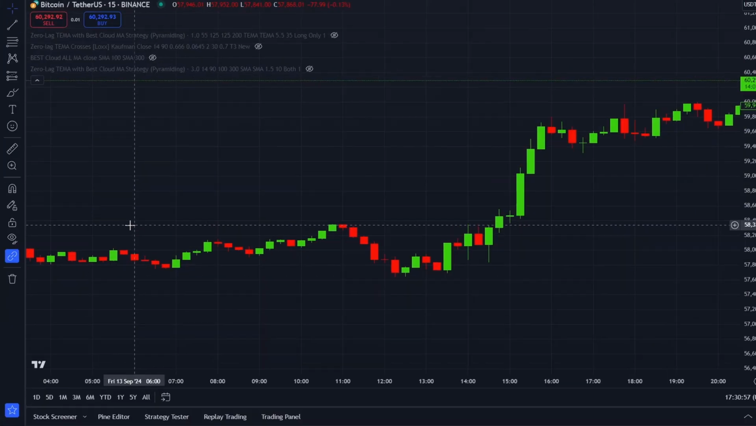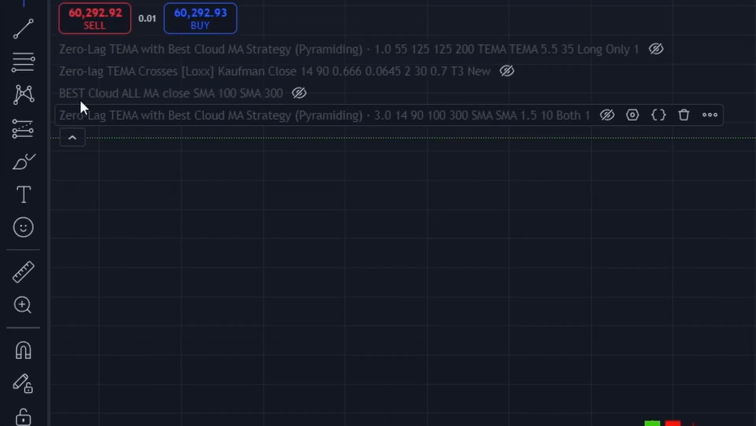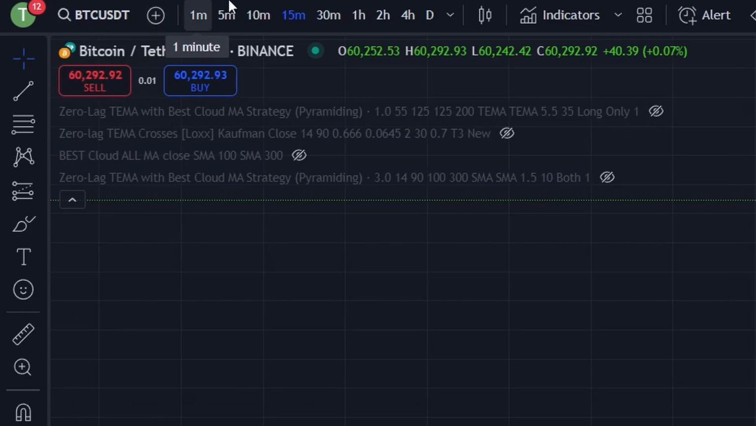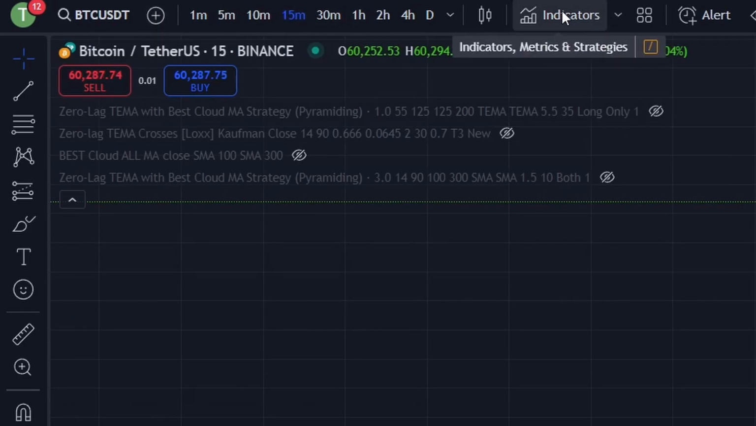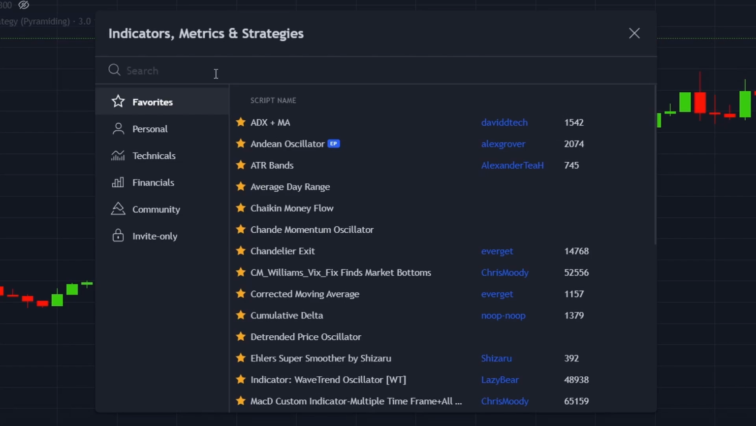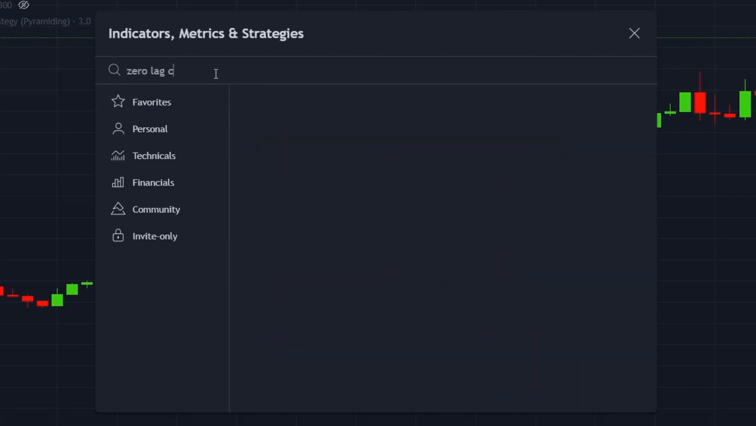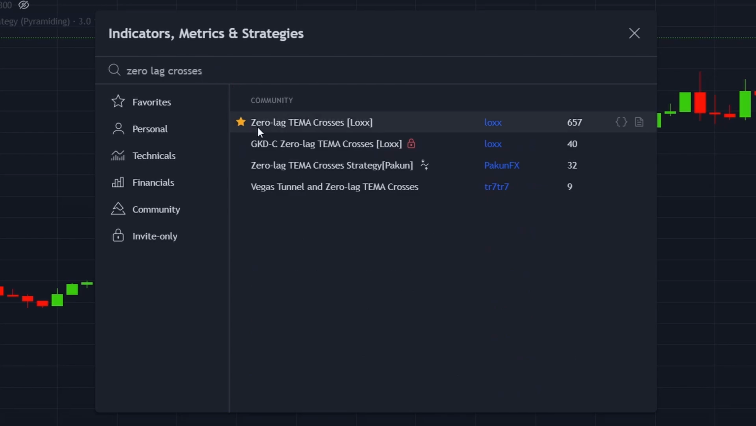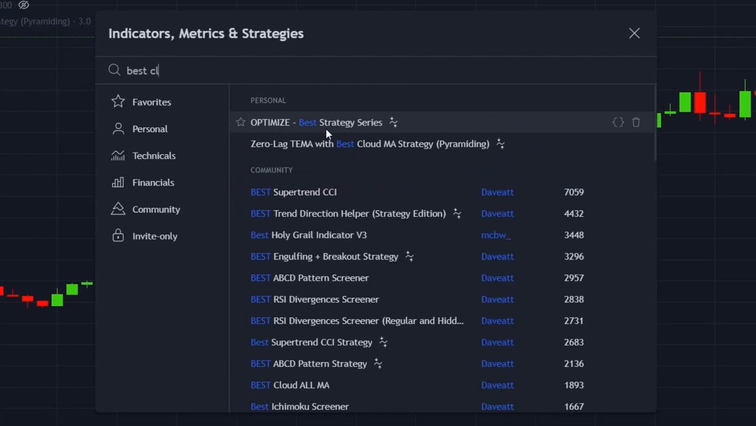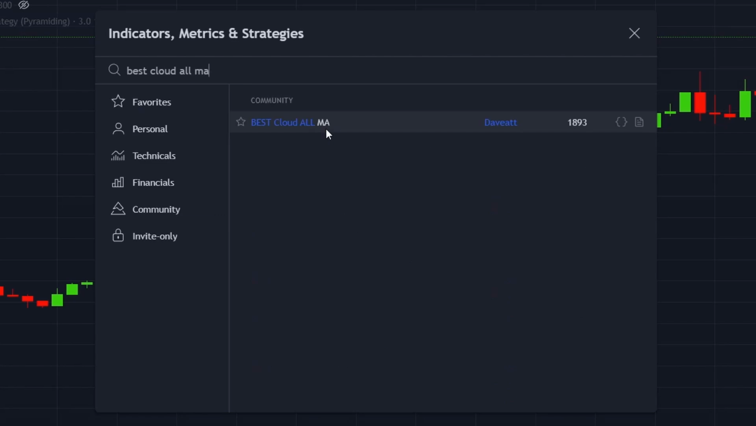Okay, for this strategy first head over to TradingView and set up the BTCUSDT 15-minute chart. Once you got that, let's set the indicators. For this strategy we will use two indicators only. First type in 0 lag crosses and add this one to your chart. Then type in best cloud all MA and add this one to your chart.